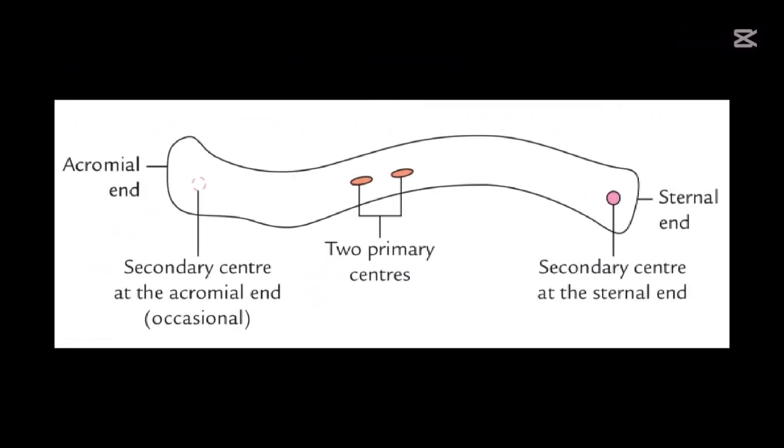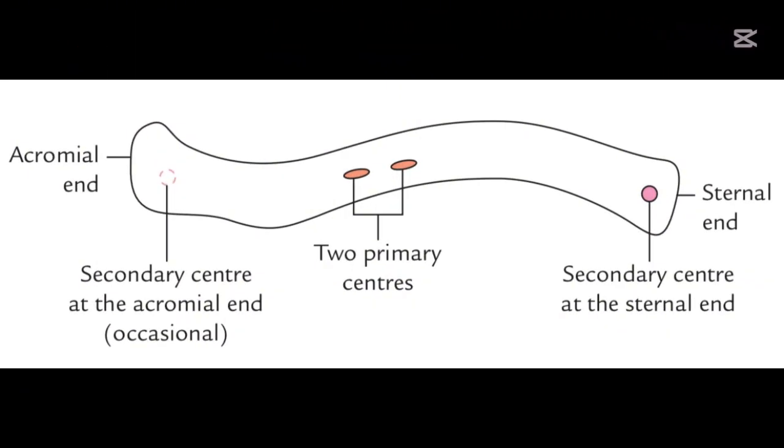Now the last one we'll be talking about is the ossification. Like I told you earlier, the clavicle ossifies with three centers. You have two primary centers and one secondary center. There's usually a secondary center at the sternal end, which is the medial end, but occasionally there's also a secondary center at the lateral or acromial end.